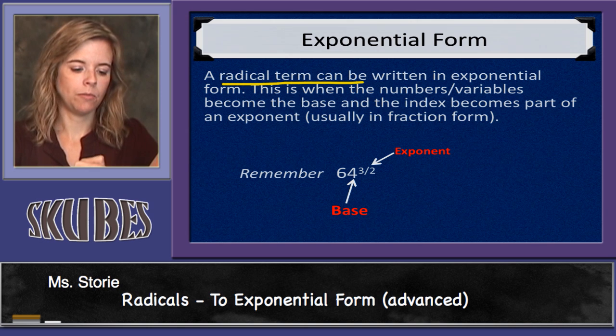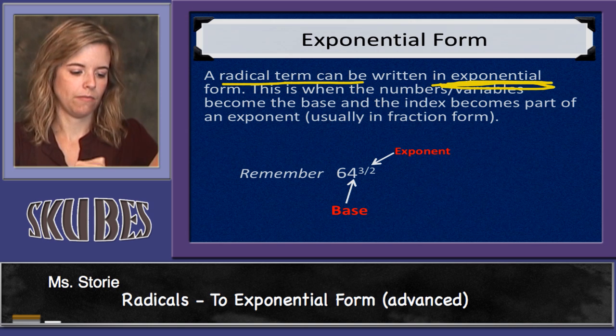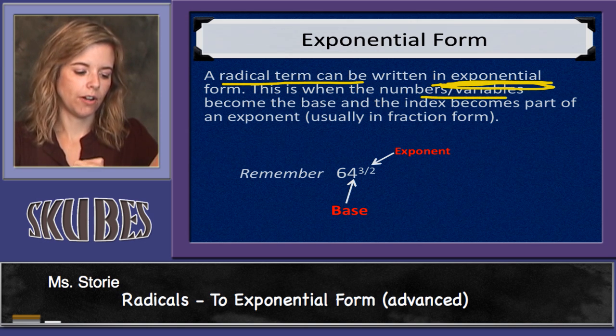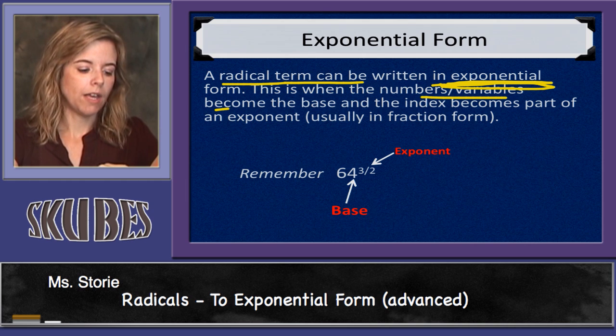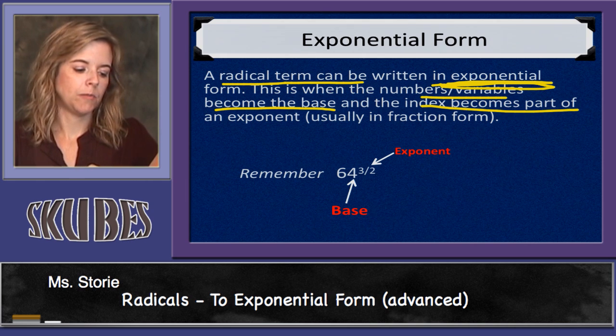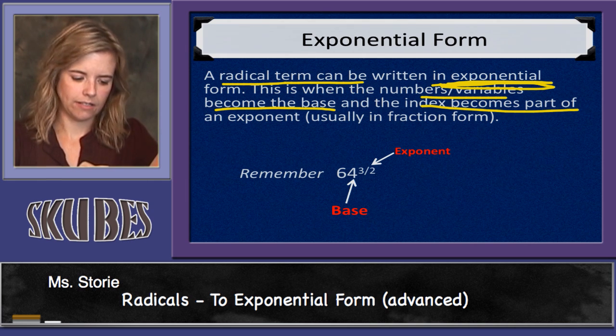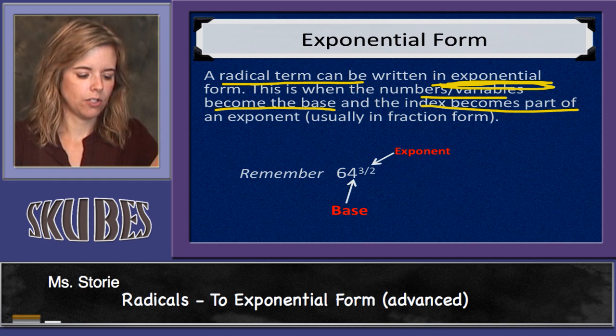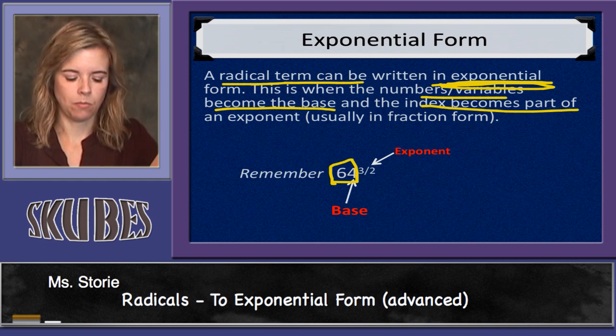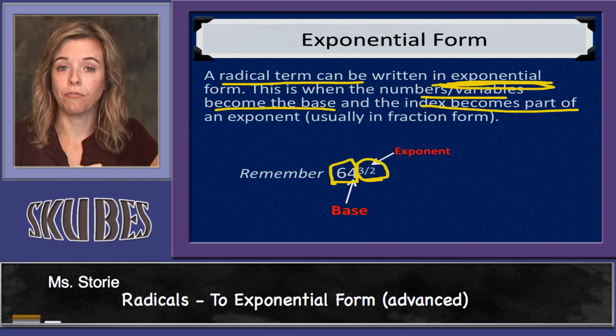A radical term can be written in exponential form. That's when the numbers or the variables, or both of them, become the base and the index becomes part of an exponent. Sounds kind of confusing, but we'll take a look. Just remember that you have a base, it's the big number, and your exponent is going to turn into a fraction.